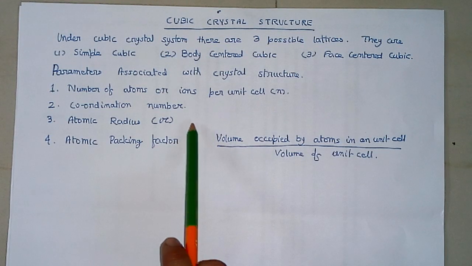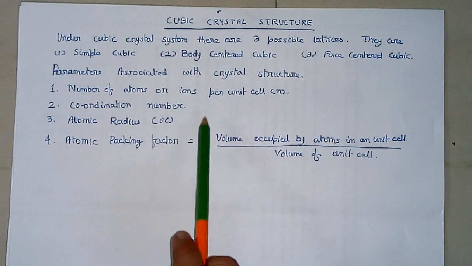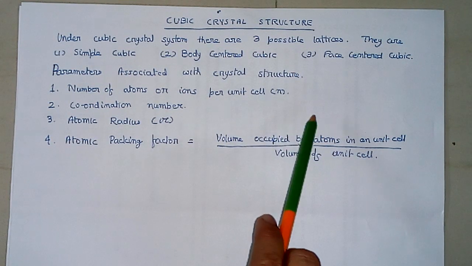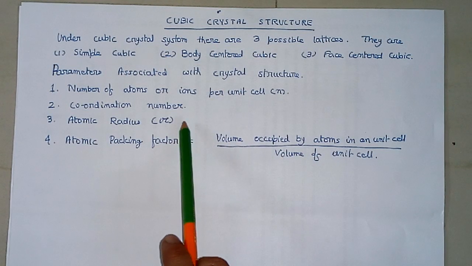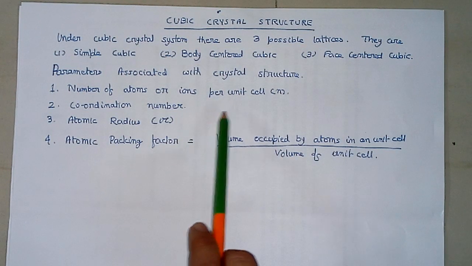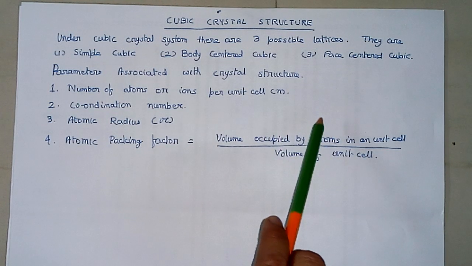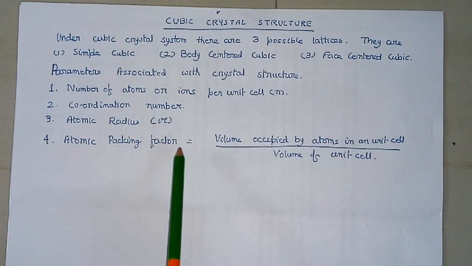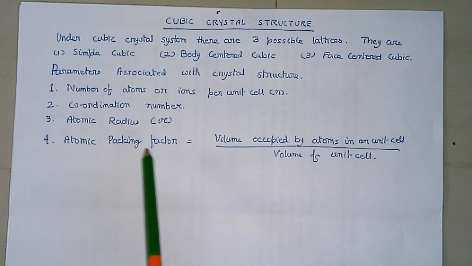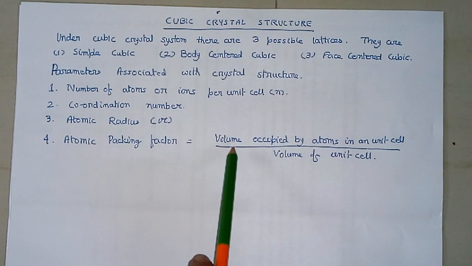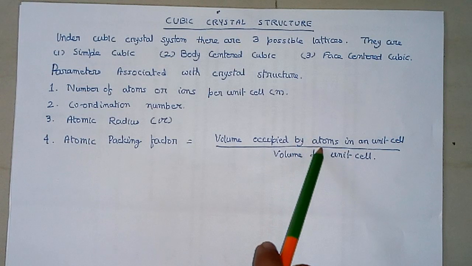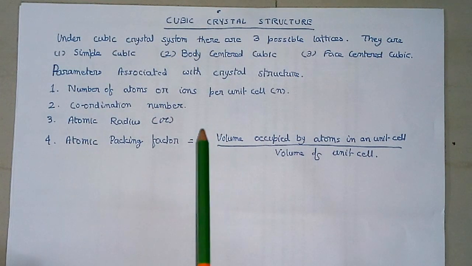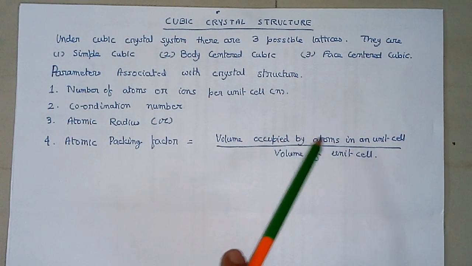Here we will calculate atomic radius in terms of the lattice parameter A. A is the side of the cube of the unit cell. So we will calculate atomic radius r in terms of A, the cube base. And then we will calculate the atomic packing factor for each type of cell. What is this atomic packing factor? It is the volume occupied by atoms in a unit cell divided by the volume of the unit cell. So now let us go to the different types of these crystals.